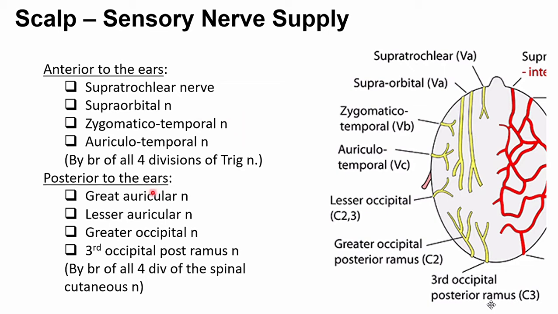And the area posterior to the ears comes from the branches of all 4 divisions of the spinal cutaneous nerve. These come from the cervical plexus. So that's the sensory nerve supply. Just remember, we have two sensory nerve supplies, coming from the trigeminal nerve and the spinal cutaneous nerve.